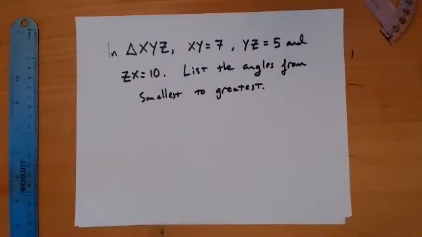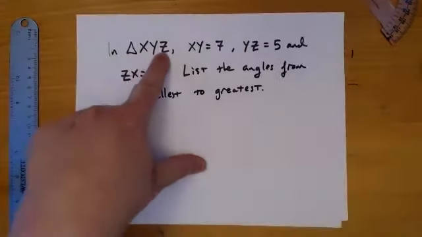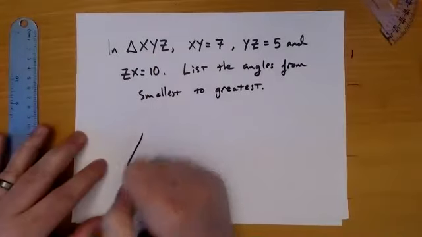Okay, so in this one, I didn't give you a picture. So here's what you do. You make a picture. You draw a silly looking triangle. It doesn't have to be perfect, pretty at all. Here's the deal. You've got triangle XYZ. So I'm just going to make a triangle. I'm going to call it XYZ.